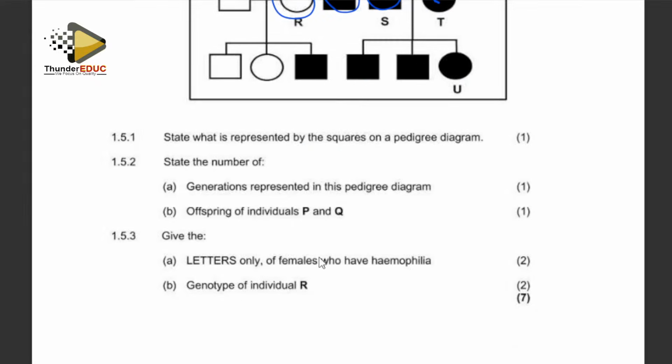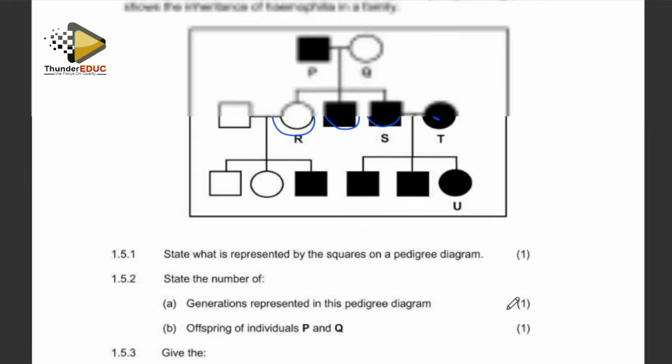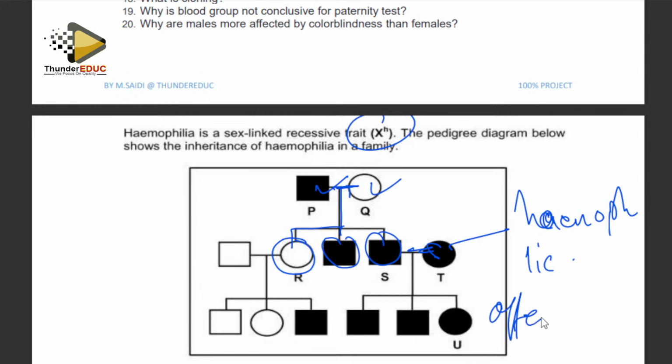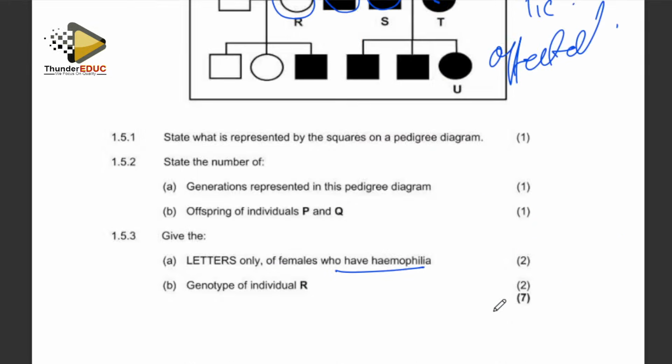Give the letters only of the females who are hemophilic. Remember, this is caused by a recessive allele. So since this is caused by a recessive allele, anybody who is shaded is hemophilic. We don't say is affected. We don't say is sick. No, we say is hemophilic, or is color blind, like that. We go to the next question.